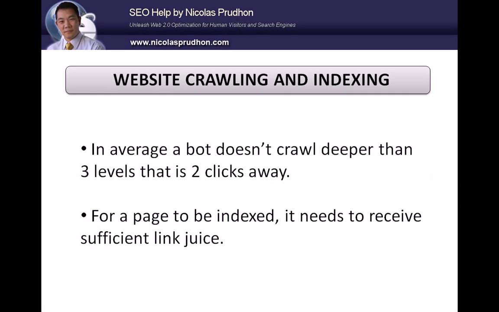So when it comes to crawling and indexing, how does it matter? Well, on average, a bot doesn't crawl deeper than 3 levels. That is 2 clicks away. So when you consider the first site structure we've seen with 8, 9, 10 or more levels, this is very impractical for the bot. Just consider this like a theme park game, you know. You start the game with 3 tokens, and whenever you enter a page, you have to give 1 token away. By the time you don't have any tokens anymore, it's game over.